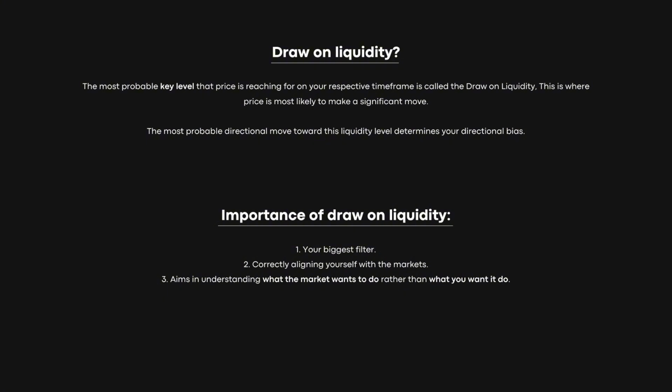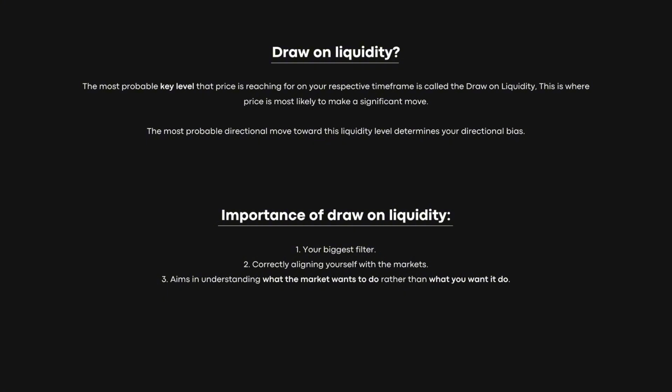Now, this drawn liquidity can take many forms. It could be a high or low, meaning external range liquidity, or it could be a fair value gap, an order block, or any other key level that fits within that internal range liquidity framework. Now, the reason why identifying your drawn liquidity is so crucial and important is because, first of all, it becomes one of your strongest filters. What I mean by that is that once you know where price is most likely headed to, you can automatically filter out half of the noise.